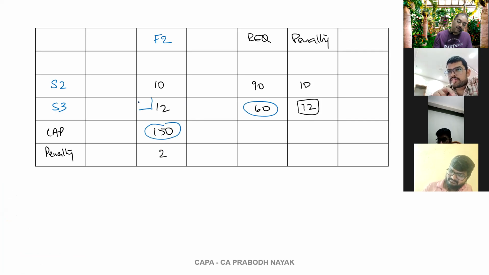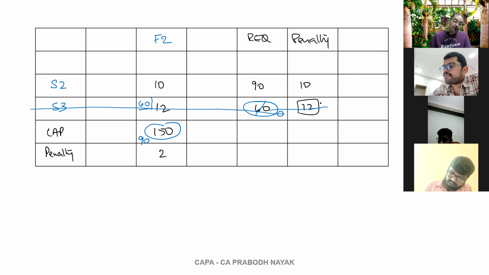60 or 150, whichever is less, so 60. 60 minus 60 is 0. 150 minus 60 is 90. Row gets cancelled. Only one remains now. 90 and 90. This will also become 0. This will also become 0. Everything cancels.